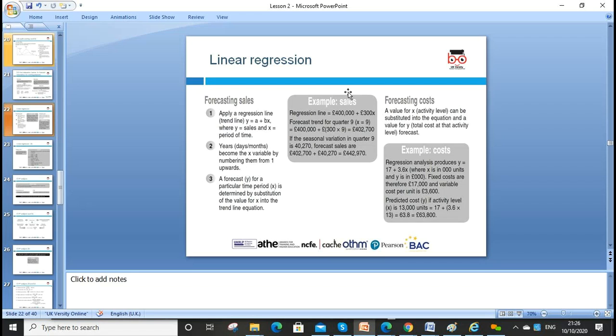and 40,000. So if we have the seasonal variation in quarter 9 and forecast the sales, we can look at the sales forecast as well, which we can do by carrying on adding quarters. The forecast value of X can be substituted into the equation of Y total cost to activity level, so we can carry on chaining. You will see there, if the fixed cost is 17,000 and variable cost per unit is 3,600, Y equals, if the activity level X is 13,000 units, 17 plus 3.6 times 13, so 63.